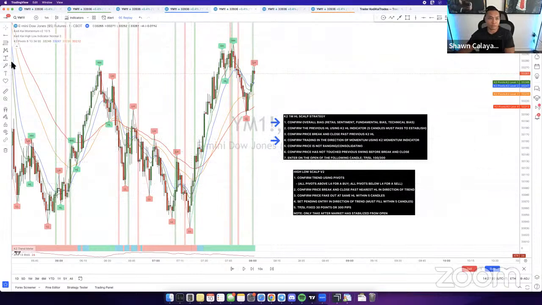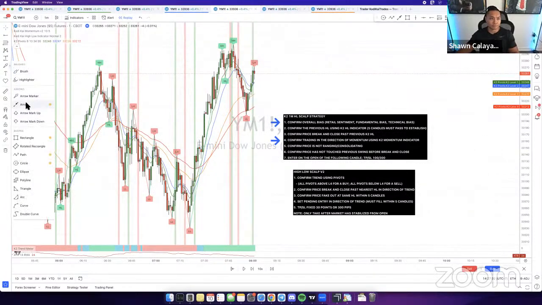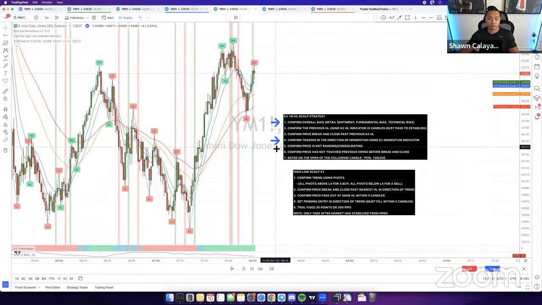Also, the 5th criteria right here, we don't really care if it's ranging or not. So it's basically just an easier strategy. It's easier for step 1. We don't even look at step 4 because it's automatic. Step 5, we don't really care if it's ranging or consolidating. We just take a trade either way. And step 6. So basically half of the requirements aren't necessary for this specific strategy.